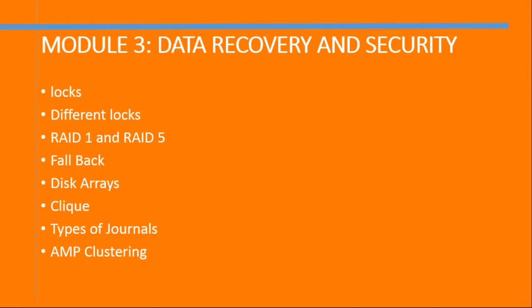If something goes wrong, what happens internally with the transaction. At the system level also we are going to deep dive into what exactly happens and what is the technique that Teradata follows. At the physical level, we will be looking at components like disk arrays, cliques, and AMP clustering. These are related to physical storage and data recovery methods.